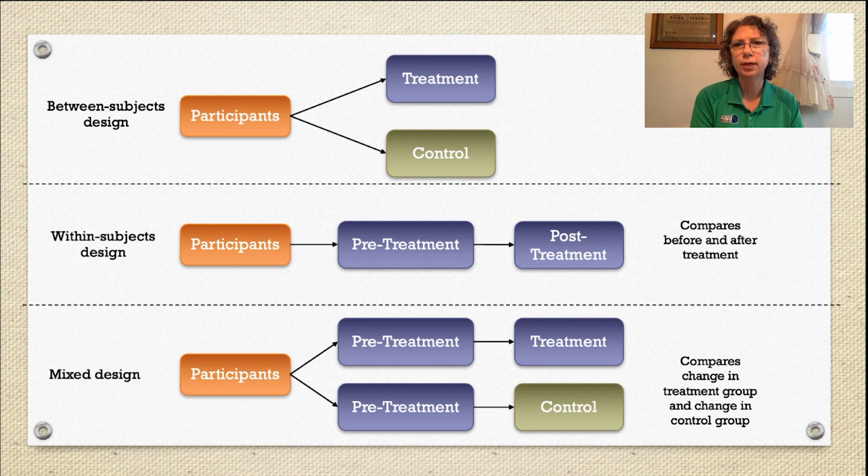Distinguishing between the different types of experimental designs may look easy, but it can be tricky. One reason is because sometimes there are different names. Like I said, between subjects experiments are sometimes called independent groups designs, and also the within subjects is sometimes called repeated measures. So you might see those terms as well.